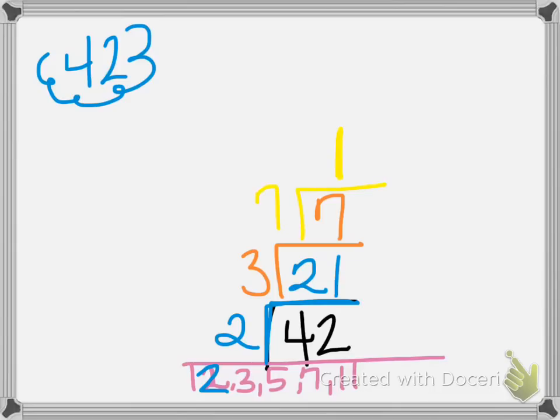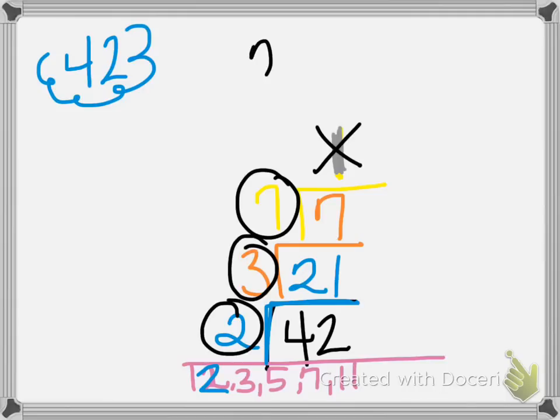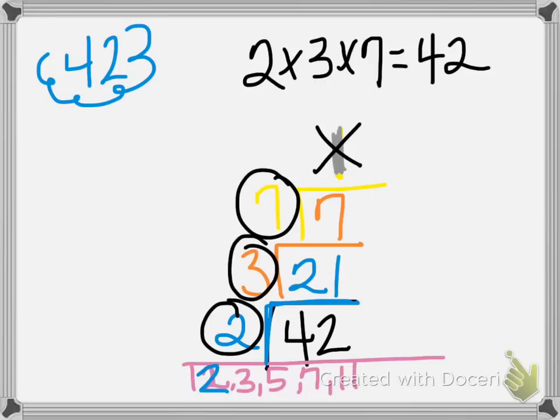Now, we've also learned that 1 is not prime because it doesn't have any more factors other than itself. And in order to be prime, we have to have 1 and itself. So 1 is the loneliest number because it's not prime. So when we do our prime factorization, we can't include the 1, but we will include our 2, 3, and our 7, and we will write it out as such.